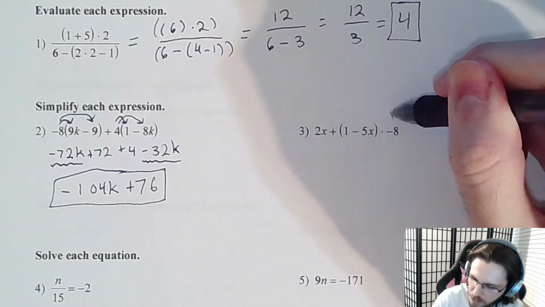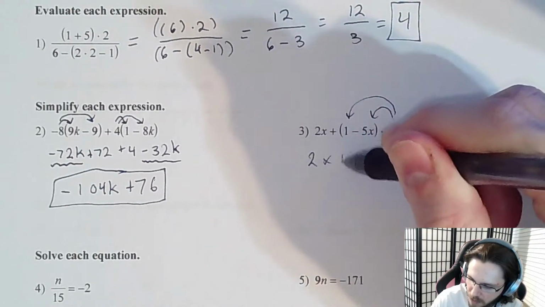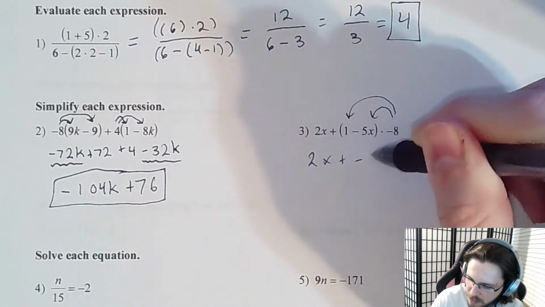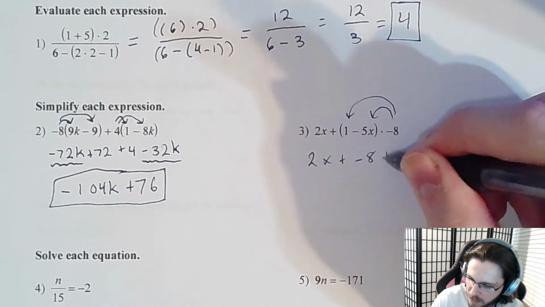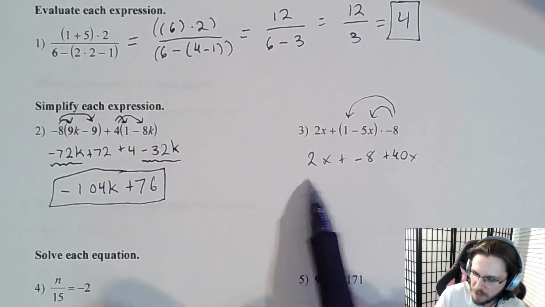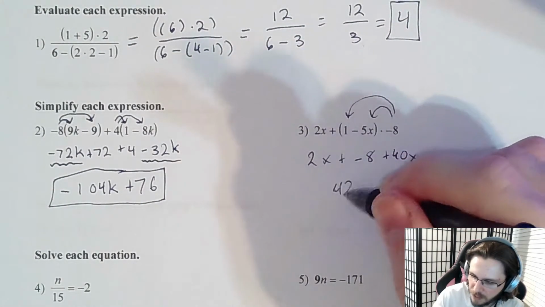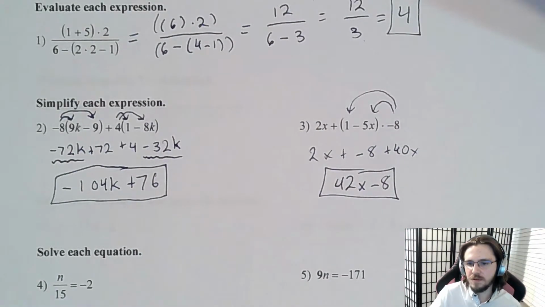Distributive property also works the other direction, though, and that's what this question's all about. 2x, nothing about it. Plus 1 times negative 8 is negative 8. Negative 5 times negative 8 is positive 40x. 40 and 2 is 42 with the x, and then minus 8. Easy peasy. Let's continue on.